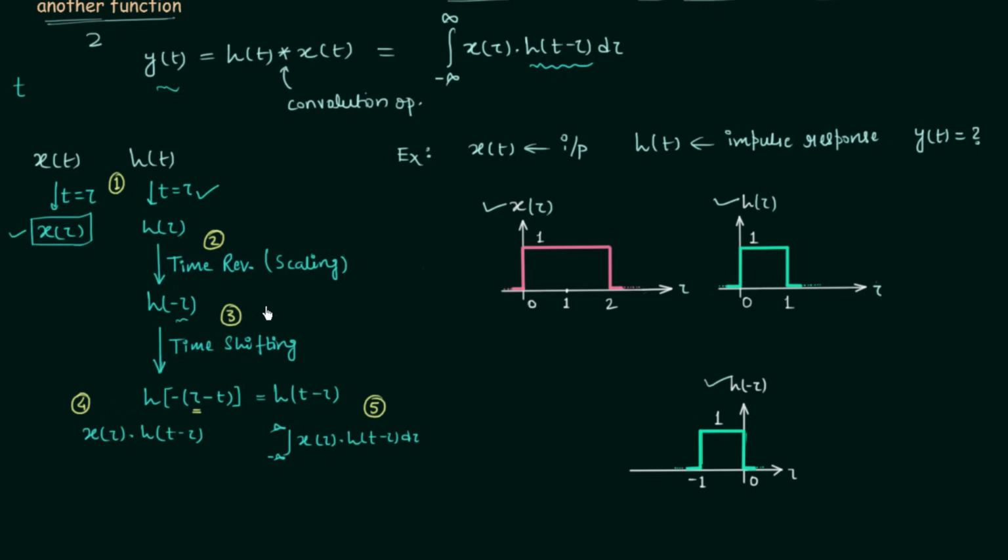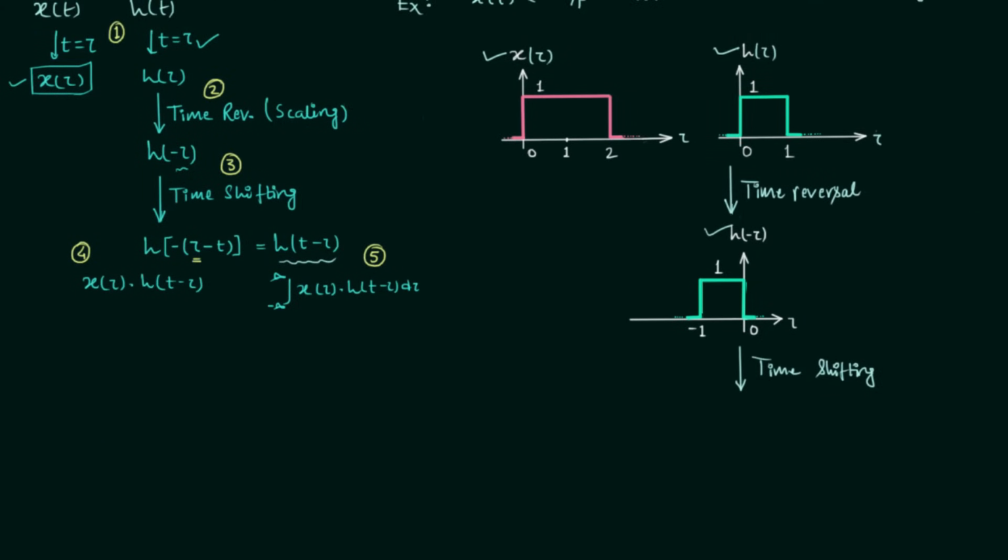Now we will move to step number 3, in which we will perform the time shifting, and we know the process of performing the time shifting. I will directly plot the waveform of h(t minus tau), but first let us mention that we have performed the time scaling or time reversal to obtain this waveform, and now we will perform the next operation, that is the time shifting operation. I will quickly plot the waveform after performing the time shifting.